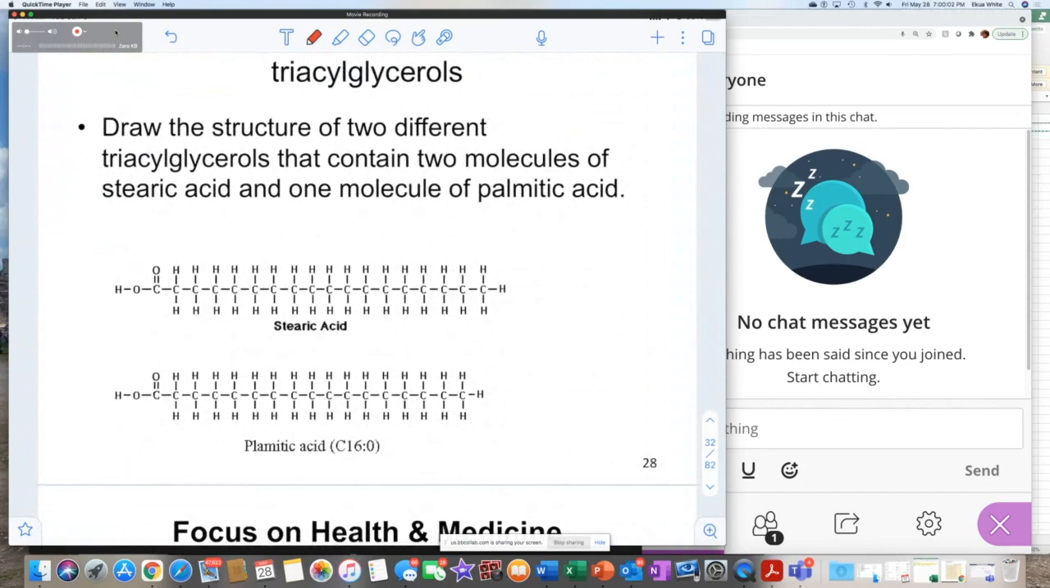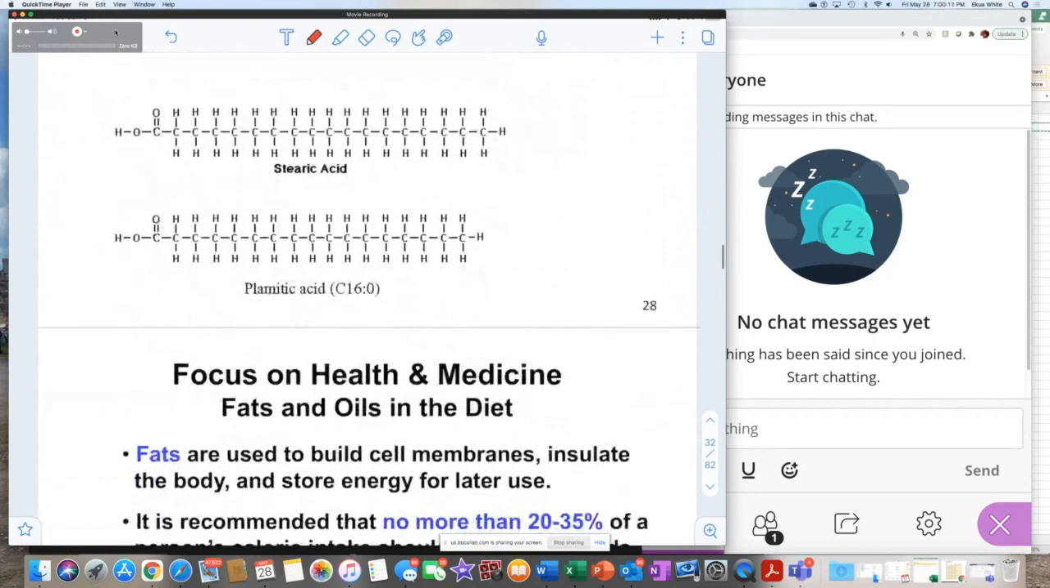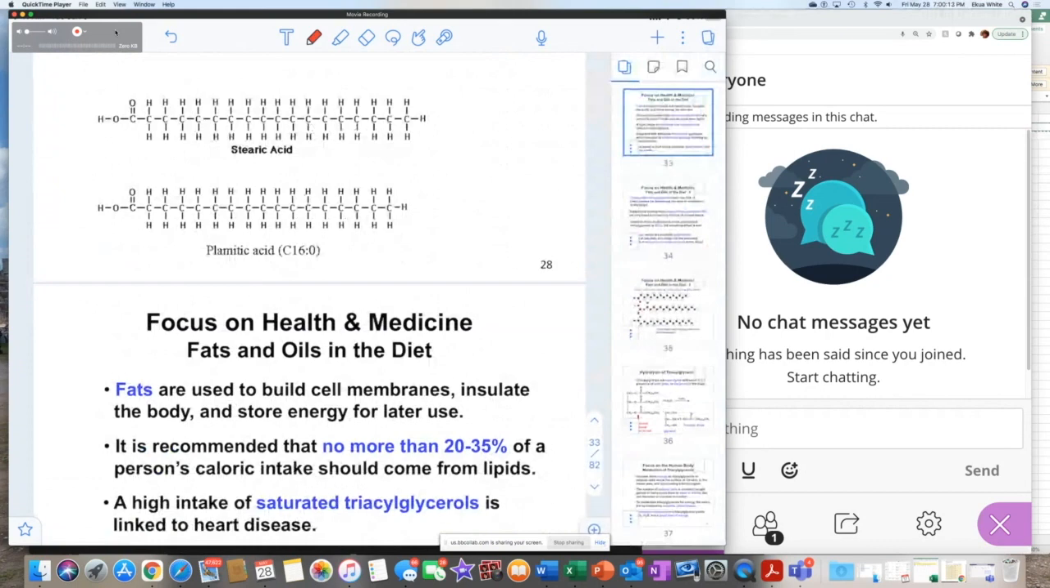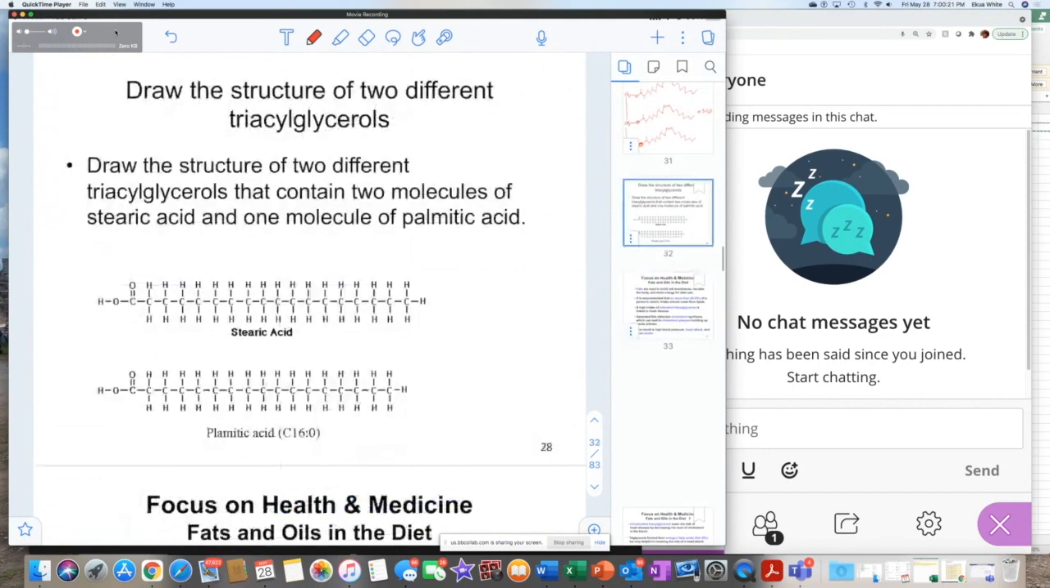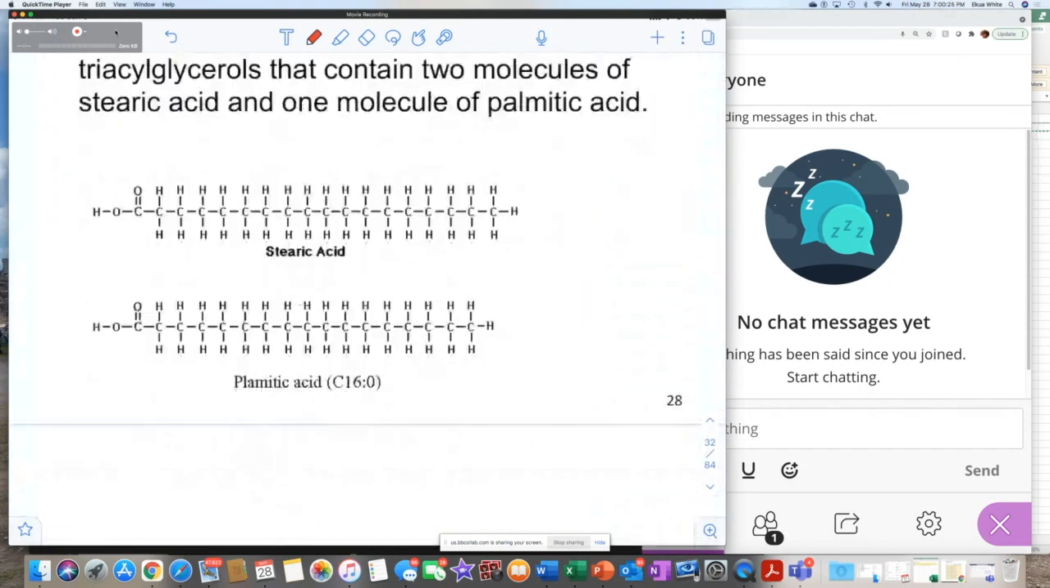Oh, here they want us to draw structures of 2 different triacylglycerols that contain 2 molecules of stearic acid and 1 molecule of palmitic acid. Okay, so for that one, I think once we get past this threshold, the rest of it is just mostly information, right? I don't know. We'll see. I'm trying to just guesstimate what's coming next. I was trying to look over the notes to see what's coming next.